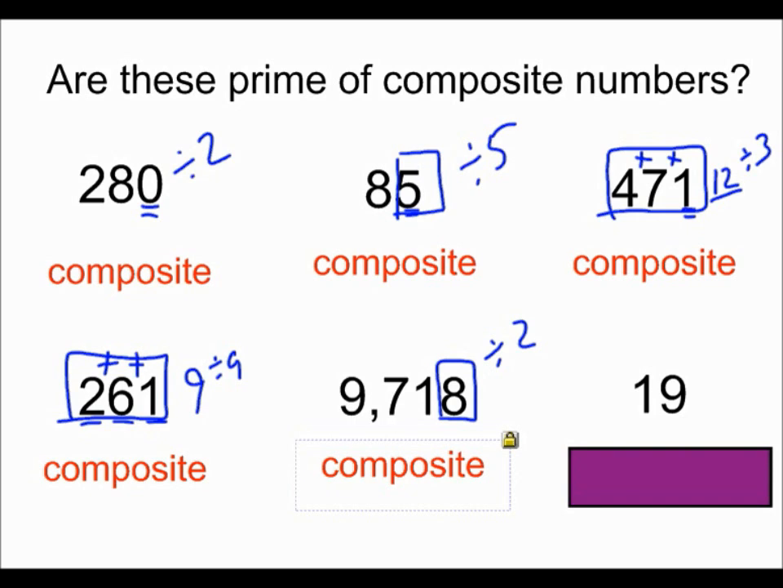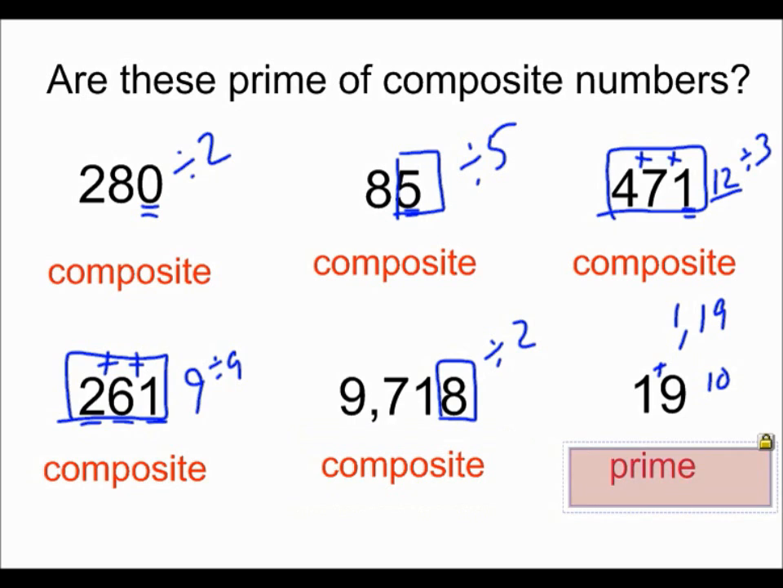19. Well, 19 is an odd number. 2 won't go into it. Add up the digits, you get 10, so 3 won't go into it. 5 doesn't go into it. 6 won't go into it. 9, 10, 9 won't go into it. It looks like the only numbers that will go into 19 are 1 and 19. Therefore, it is a prime number. So that's how you can use your divisibility rules to help you determine whether or not a number is prime or composite.